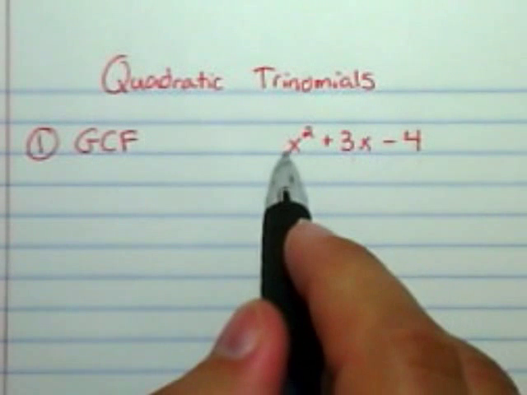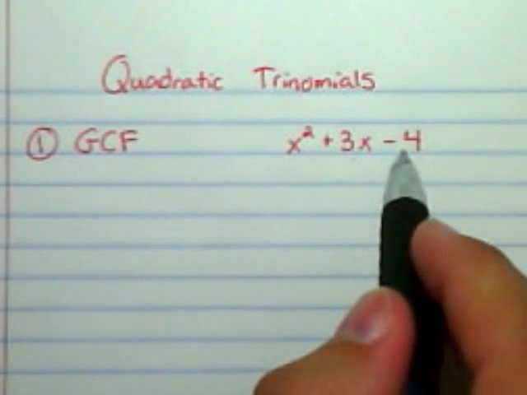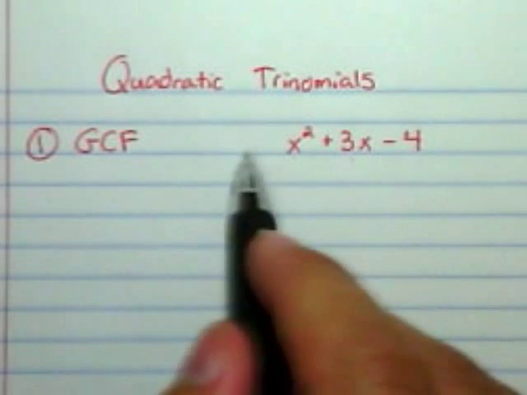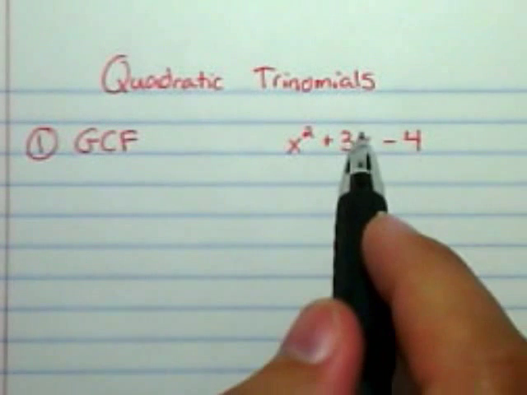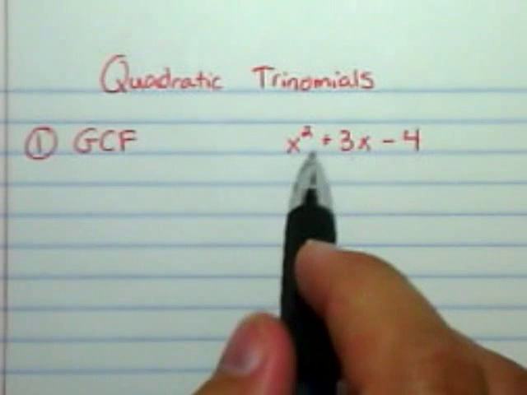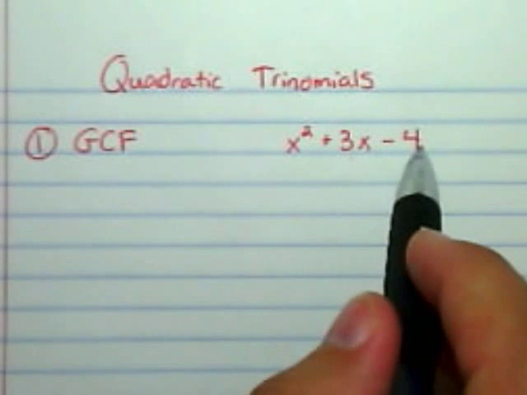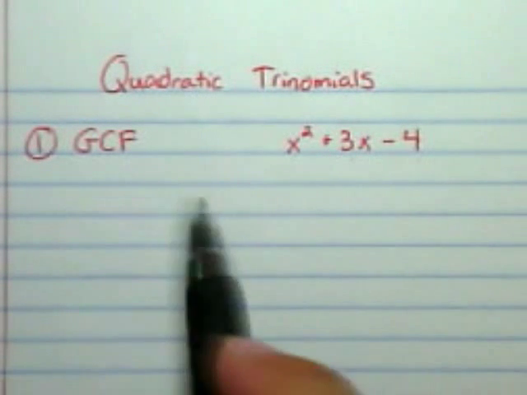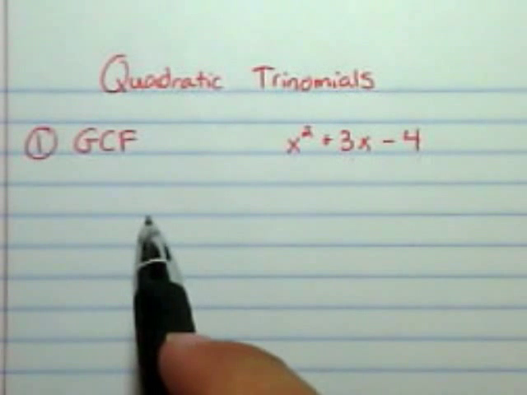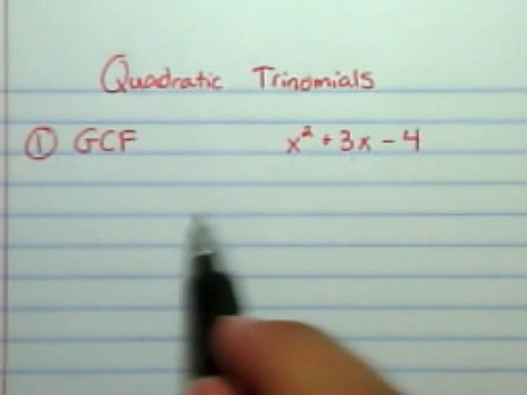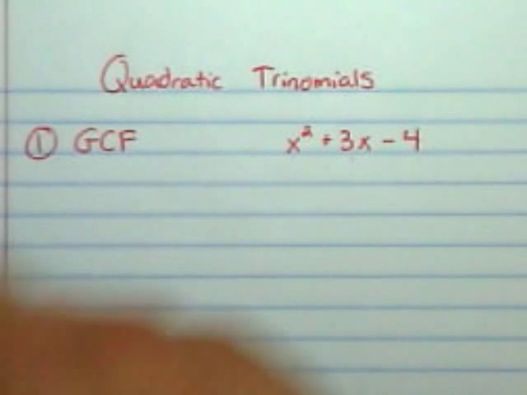It would be no. We look at our numbers, 1, 3, and 4. No number goes in all 3 of those, except for 1, but we're not concerned about 1. And then we look at our variables, x squared, x, and nothing. Well, if we have nothing there, that means there's no greatest common factor there for our variables. So now we're going to move on.